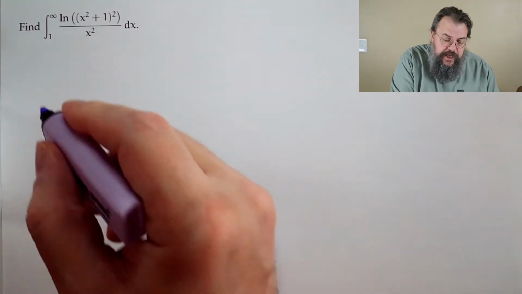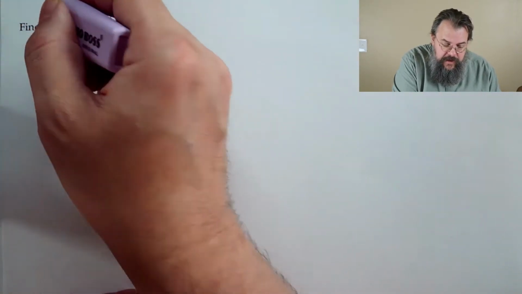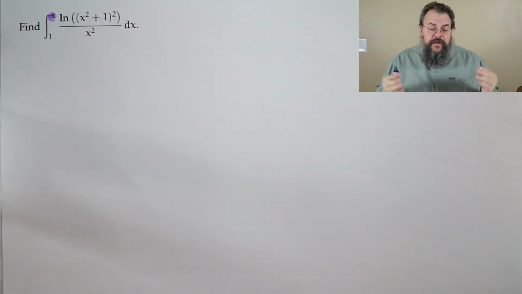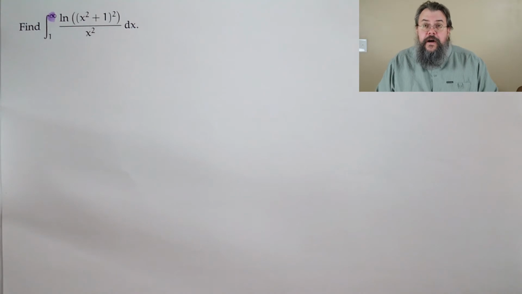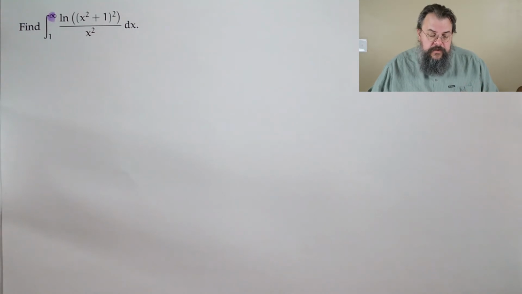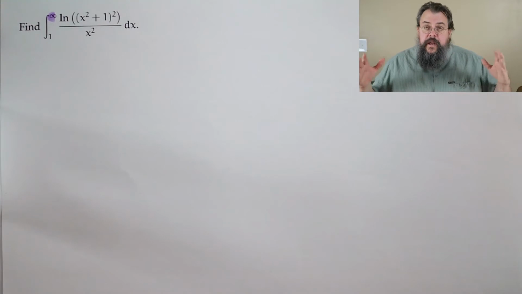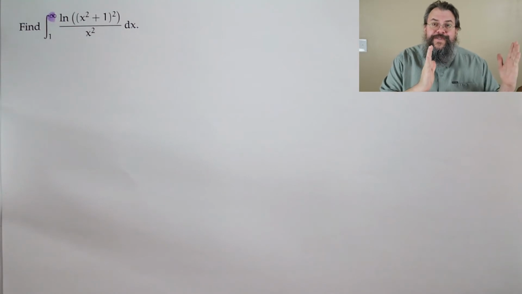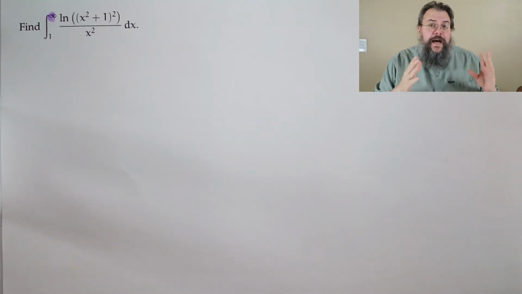So the key here is the only thing we have to worry about is the infinity. There's nothing else blowing up. Log is perfectly fine because the input for log that we have here is always at least 1. And the denominator only blows up at 0, and we're away from 0. We don't start till 1, so we're going from 1 to infinity. So the only problem is the infinity in the bound.